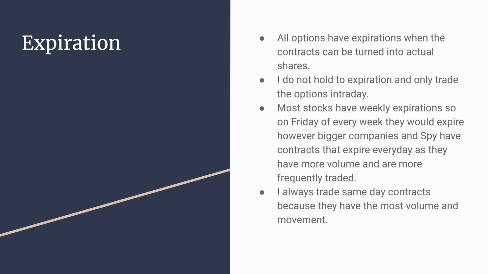I always trade the same day contracts because they have the most volume and movement. So in SPY, I always trade the contracts that expire at the end of the day because those contracts will move the most. So you'll be able to get the biggest returns in small moves. But if I were to trade contracts that expire in a few days, when the stock price is moving, the price of the options wouldn't move as much.